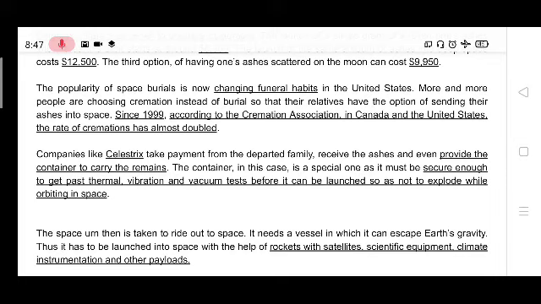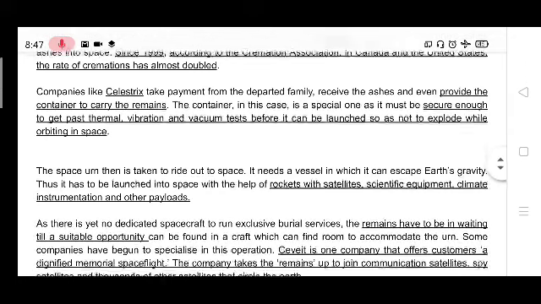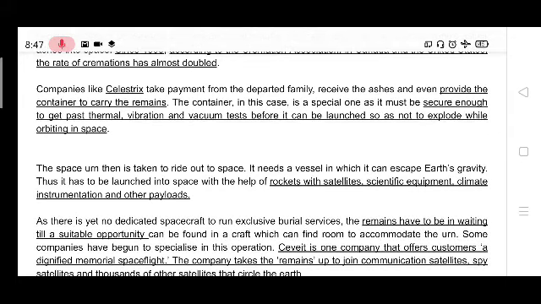Now in the third paragraph, okay, changing funeral habits. It is changing in the United States, and since 1999, according to the Cremation Association in Canada and the United States, the rate of cremations has almost doubled. So this information I have underlined. Similarly, the company Celestrix, so this name has been underlined. We'll be using this in our notes.